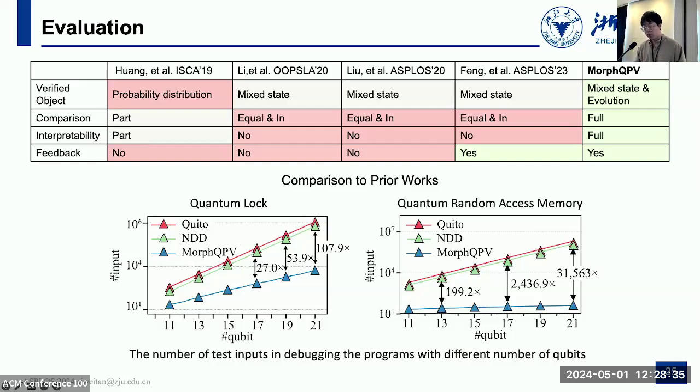We also use 3 algorithms to perform the case study to show our high expressiveness and low complexity. We achieve a high reduction in the number of test inputs and to ensure high confidence. For example, for 20 qubit quantum random access memory, MorphQPV achieves an up to 31,000 reduction to identify the error.